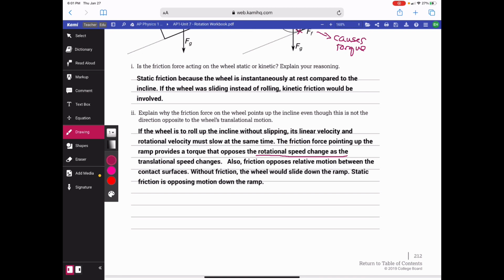Also, another way to think about it is frictional torque opposes relative motion between the contacts. Without friction, the wheel would slide down the ramp. Static friction is opposing that motion going up the ramp. So that's another way to think about it too. But like I said, we do have another way of looking at this via a technique called the right-hand rule, and we'll wait to put that together in class.